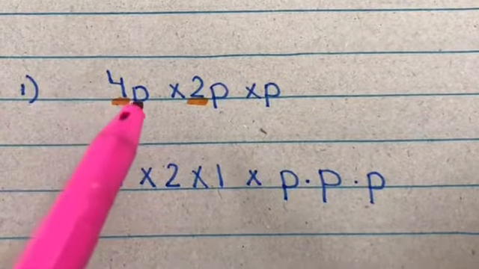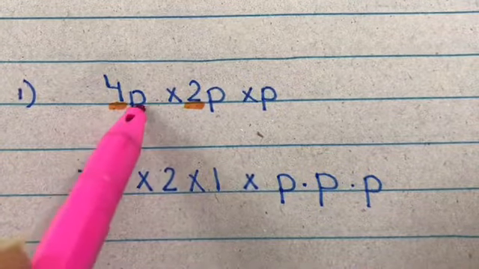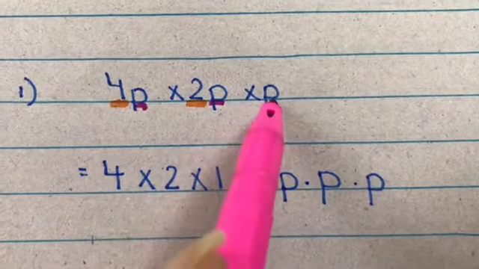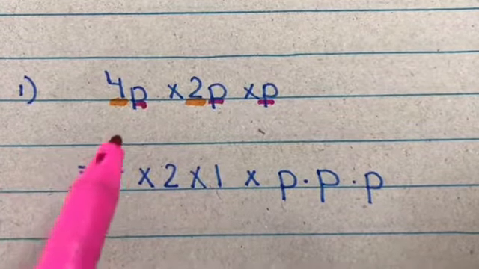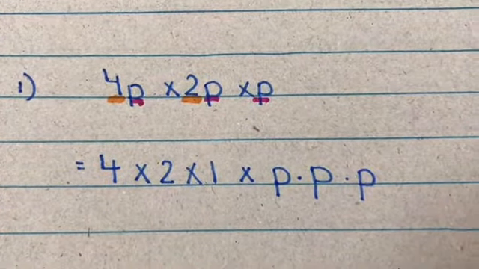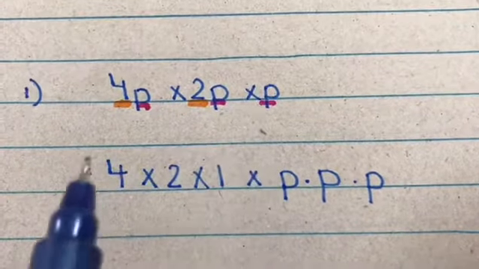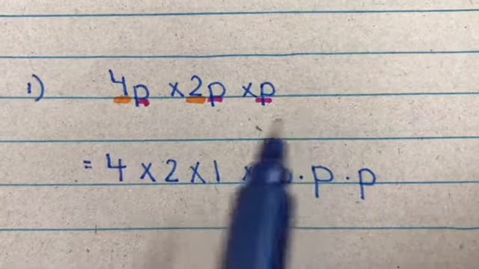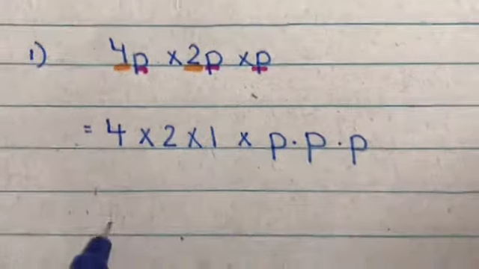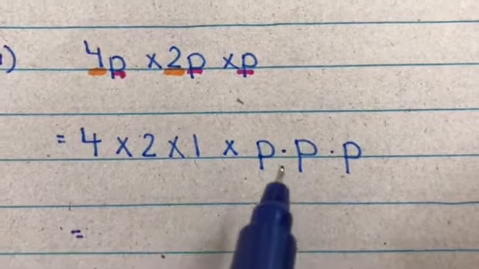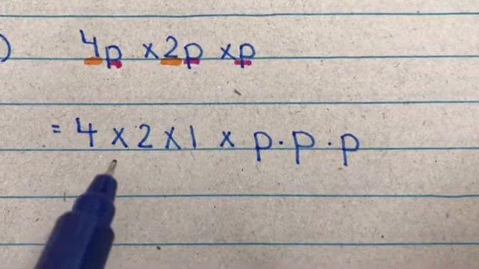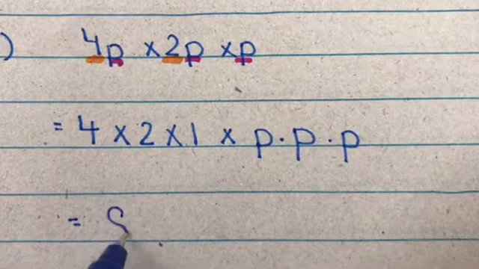Why do you need to underline? You should have 2-3 colors with you at all times. You underline so that you do not miss out any letter or any number. Once you've underlined, you know that you've covered all the letters and all the numbers. The only difference is that you're not going to put a multiply sign in between the letters. Now we're going to multiply the numbers first.